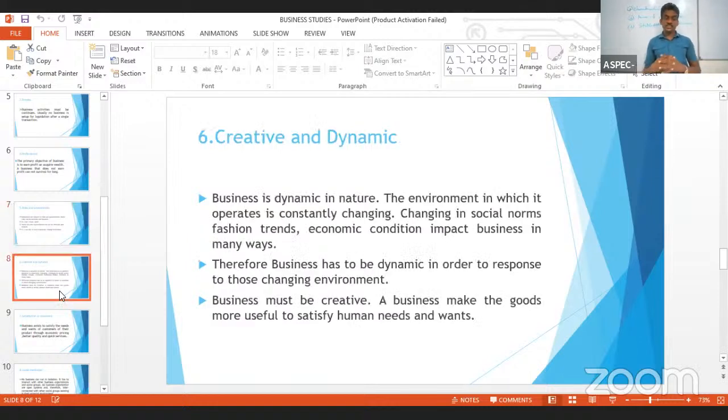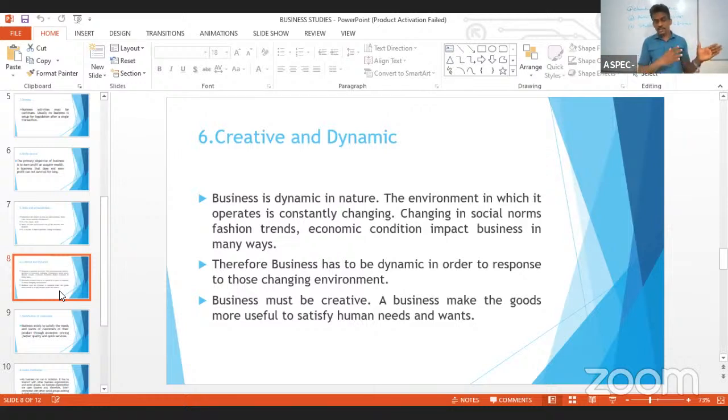Then creative and dynamic. Next one, right? Business is dynamic in nature. You can see that business operates in a dynamic environment, an always changing environment. Right? Social change, social norms change, fashion trends, economic conditions, customer behavior, customer attitudes, all are changing every time. Therefore, we call business dynamic in nature, right? Business has to have some kind of program or strategies to respond to the changing environment. Therefore, business has to be dynamic in order to respond to those changing environments, right?